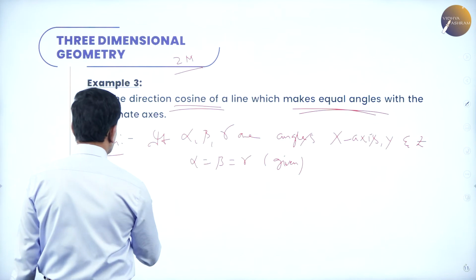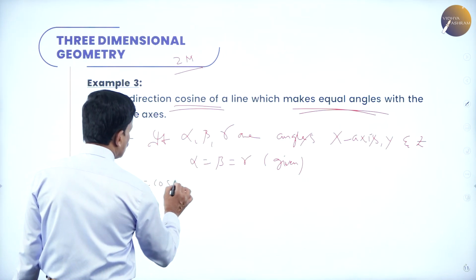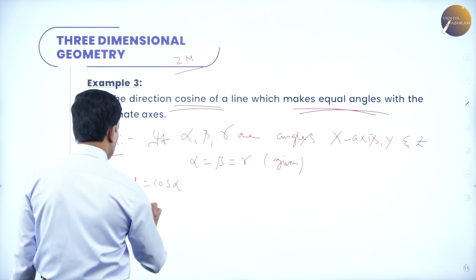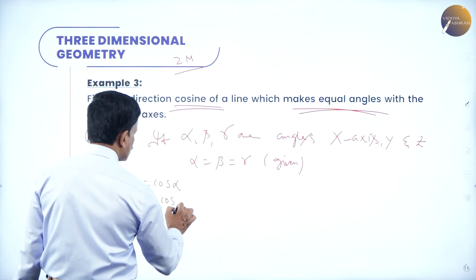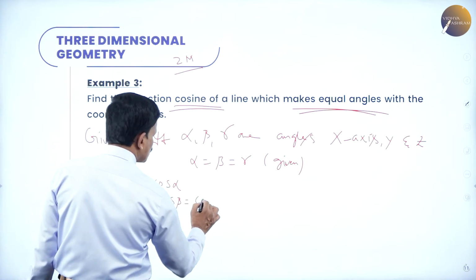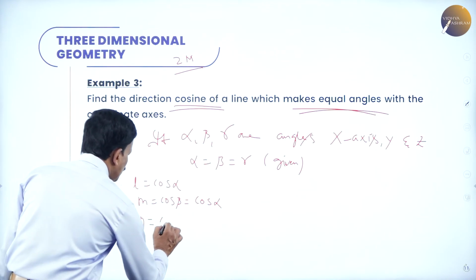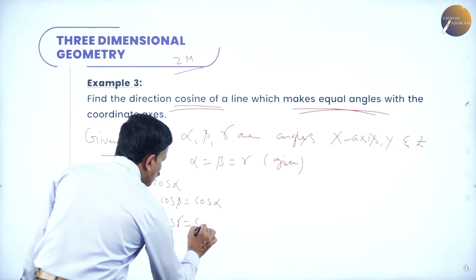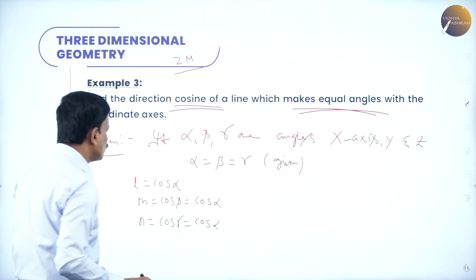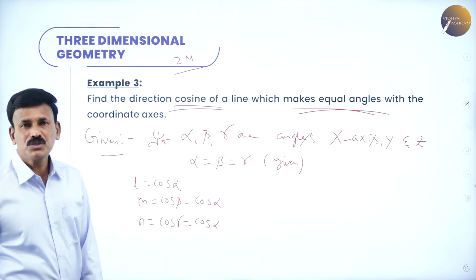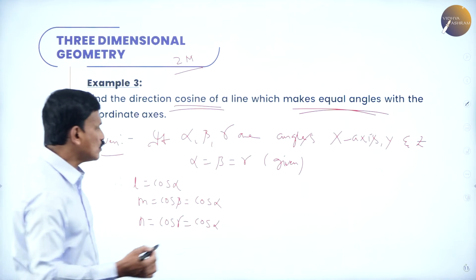So therefore, l is equal to cos alpha, m is equal to cos beta, which implies alpha is also equal to beta. This is cos alpha. Again n is cos gamma, and gamma is also equal to alpha. So l is equal to cos alpha, m is equal to cos alpha, n is also equal to cos alpha.